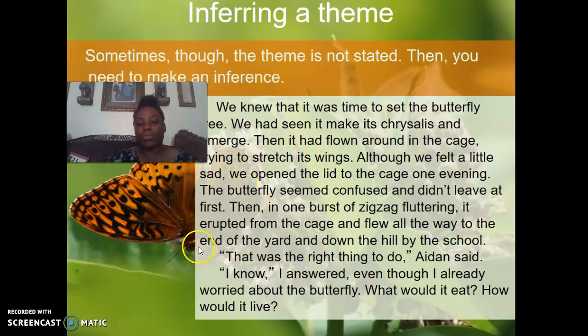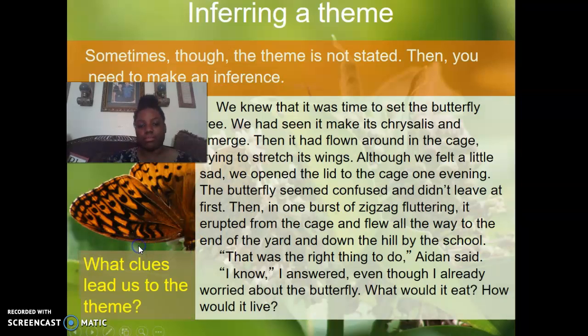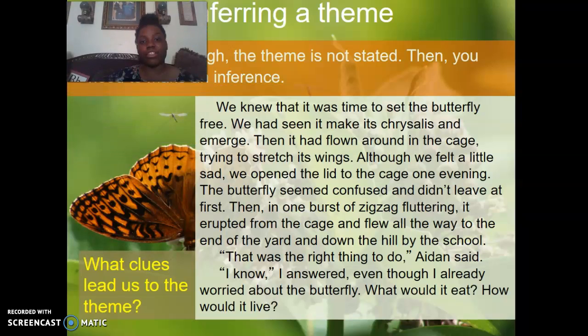So what clues lead us to the theme? I'm going to give you a couple seconds here to look at this passage and try to figure out what clues could you use to help you figure out this very common, very general theme.